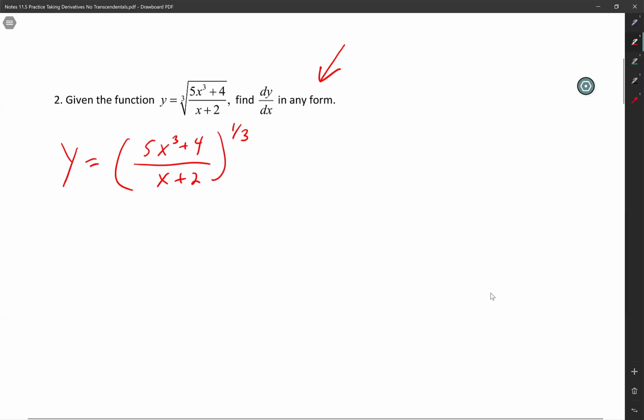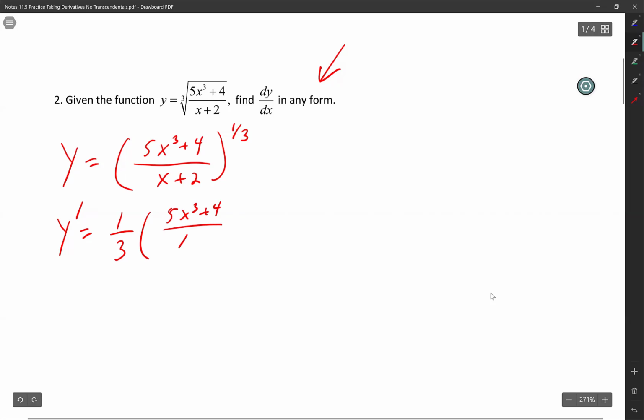It's the 3rd root. So this is a combination of chain rule with quotient rule. So here we go. Y prime, bring the 1/3 down, 1/3, 5x cubed plus 4 over x plus 2. Leave the inside alone. Raise it to the power negative 2/3. How did I get that? I subtracted from 1/3. 1/3 minus 1 is negative 2/3. Are we still okay?